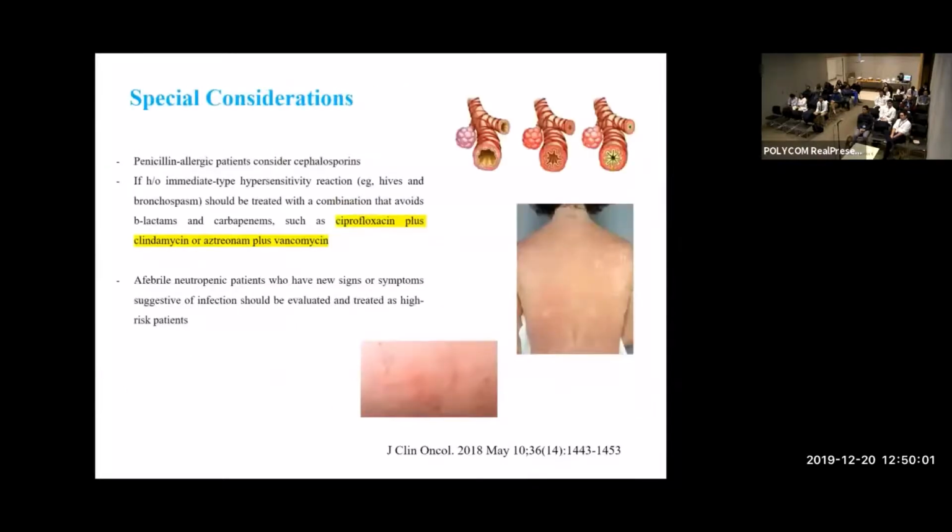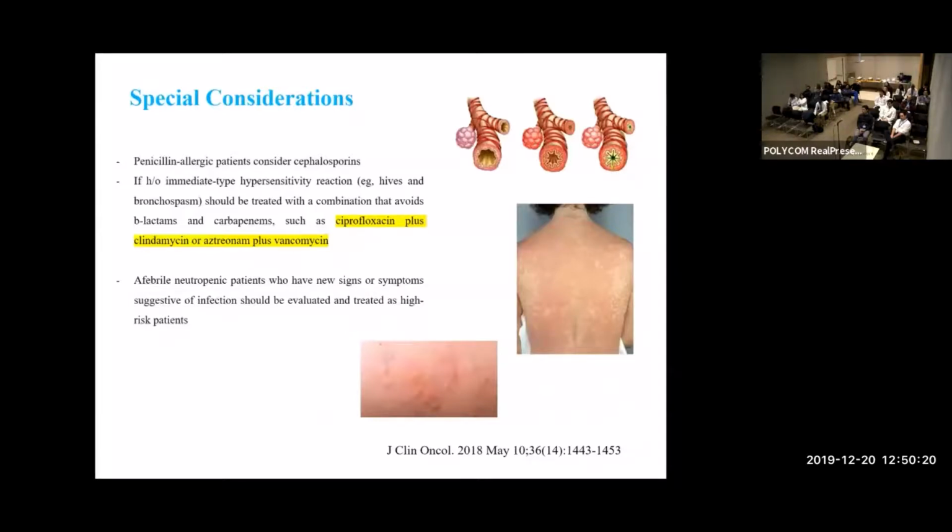And some other special considerations: if the patient has a penicillin allergy, then cephalosporins, other alternatives include ciprofloxacin plus clindamycin. We're covering Pseudomonas here, and aztreonam plus vancomycin is another alternative.